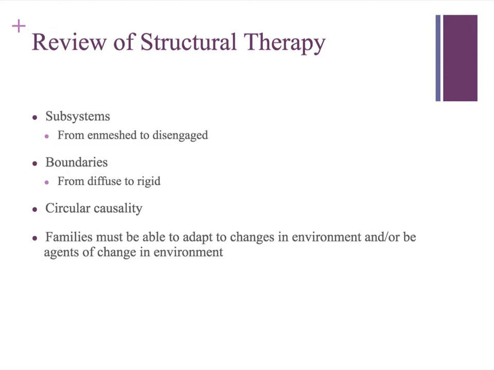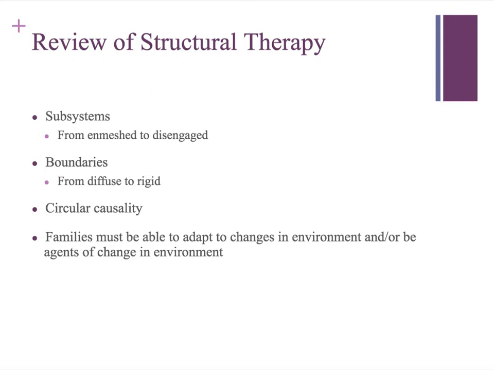Diffuse boundaries are not strong boundaries. They do not serve their purpose of differentiating one subsystem from another, and therefore there's an overflow of information that passes between those two subsystems, and also sometimes an overflow of functioning, which actually depletes the resources of the entire family or the entire system. And we often call those subsystems enmeshed when there are diffuse boundaries between them.